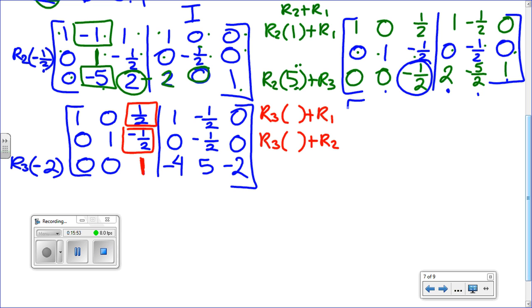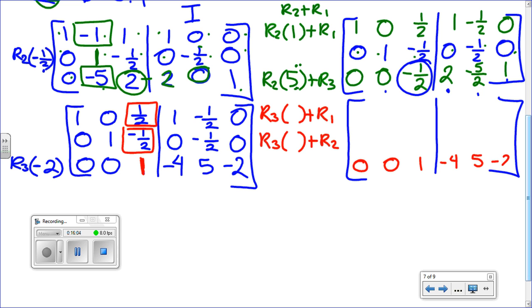So let's go ahead and copy the leading row, which is 0, 0, 1, -4, 5, and -2. So that's what we're going to be multiplying by something. So this positive 1/2, we want it to be a 0, so the additive inverse is -1/2. And this -1/2, the additive inverse is positive 1/2. So those are the constants we will use.